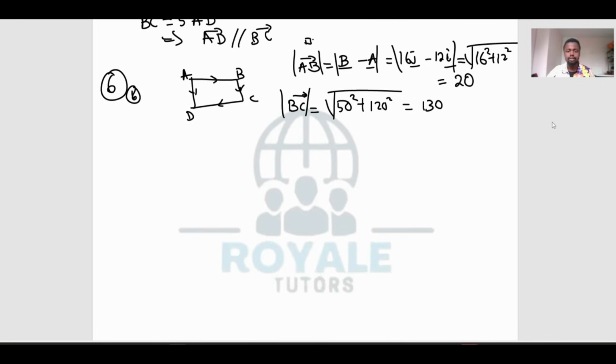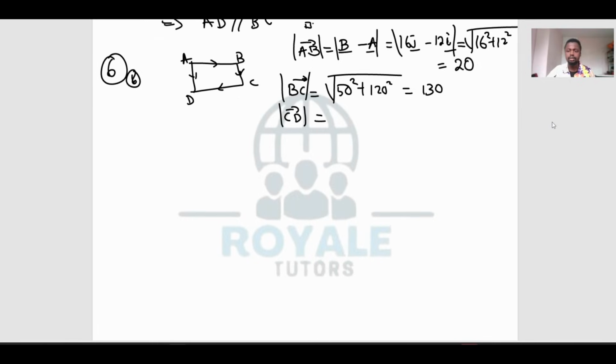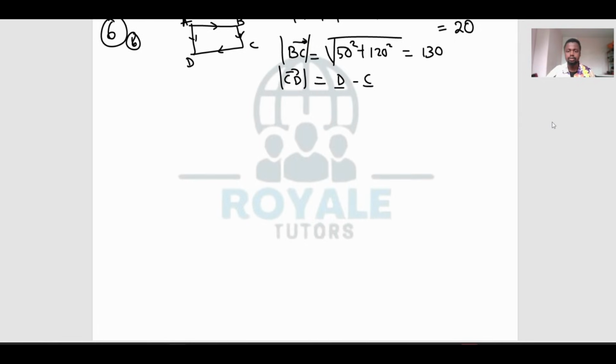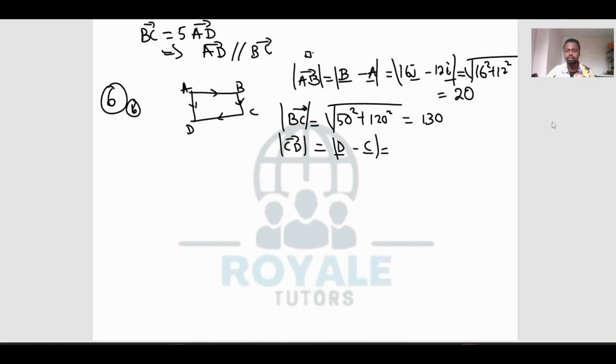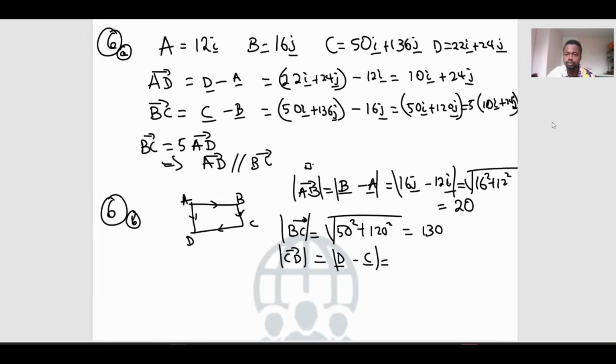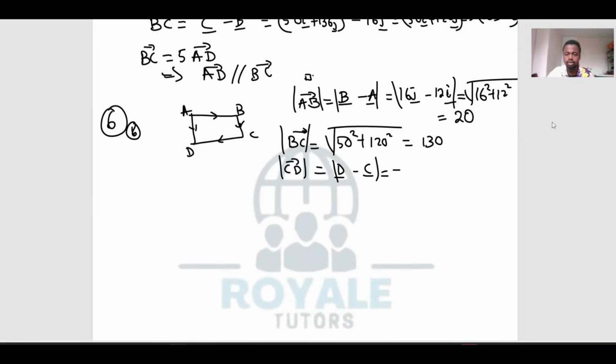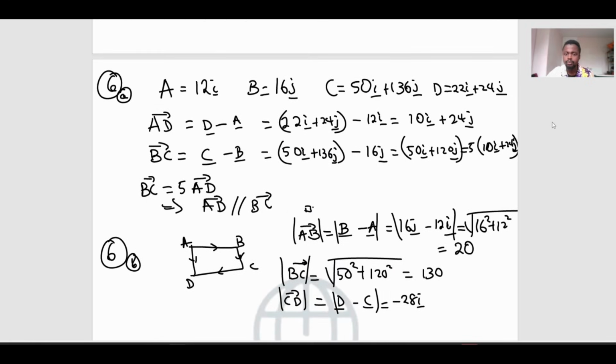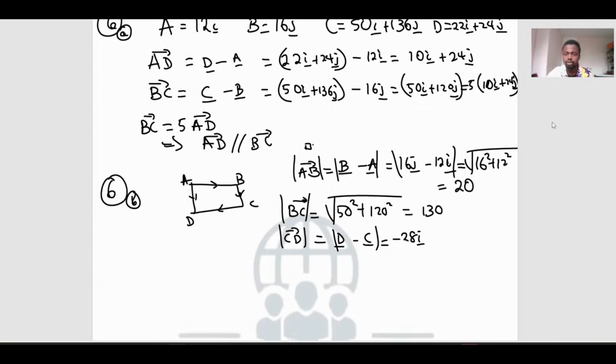Then I need to find CD, the magnitude of CD. I don't think I've found that. That'll be D minus C. And if I do D minus C, that'll be 22 minus 50. That should be minus 28. Then 24 minus 136. That should be minus 112.